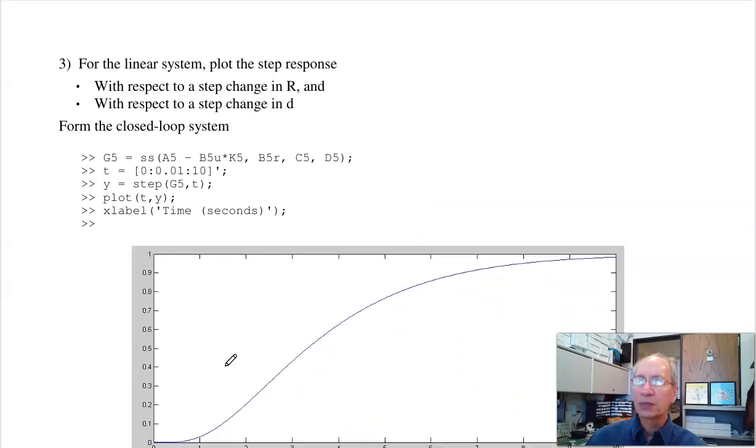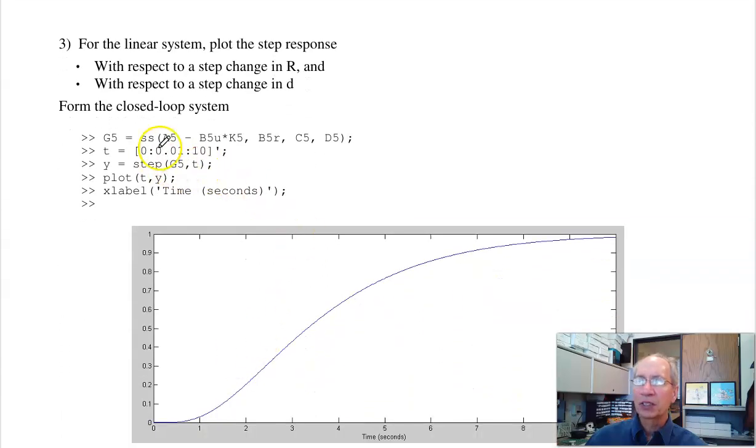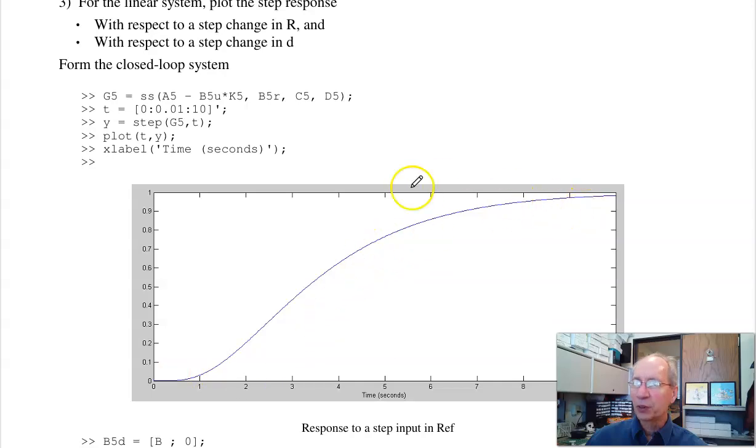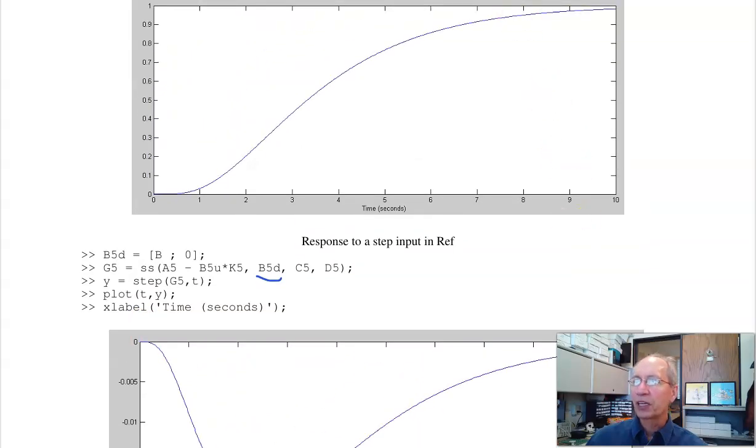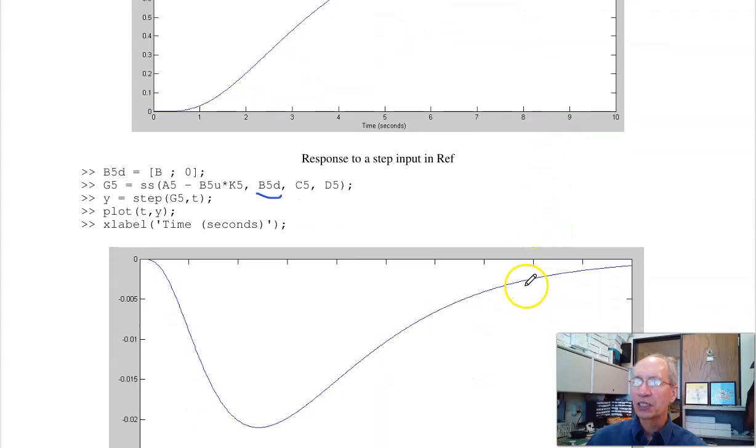Now for the linear system, plot the step response. Take the closed loop A matrix, the B matrix with respect to R, C and D, and plot the step response. Sure enough, no overshoot. The settling time is roughly 6 seconds-ish, maybe a bit longer. If I take the step response with respect to a disturbance input, then it rejects the constant disturbance. So this control law should do everything: track a constant set point and reject a constant disturbance.